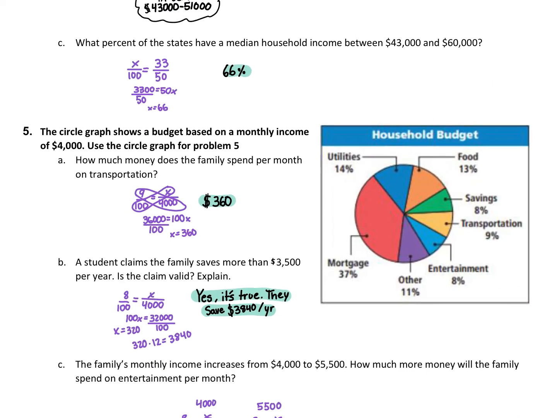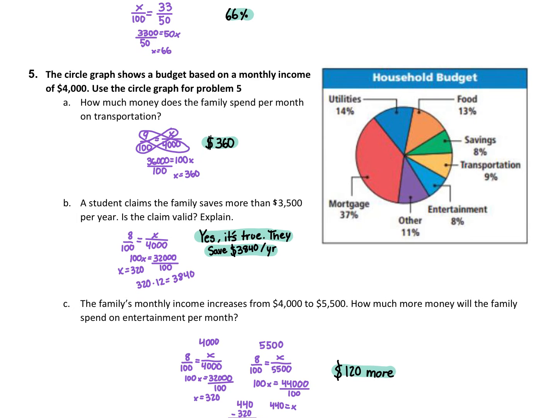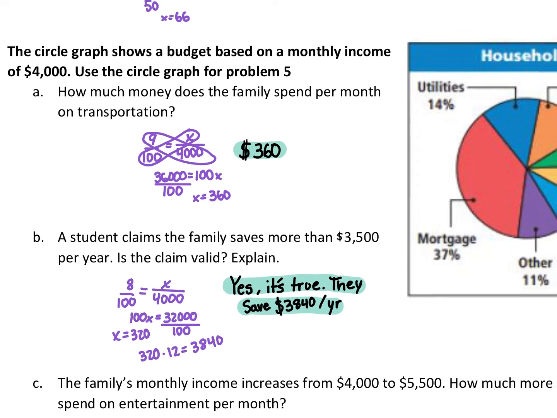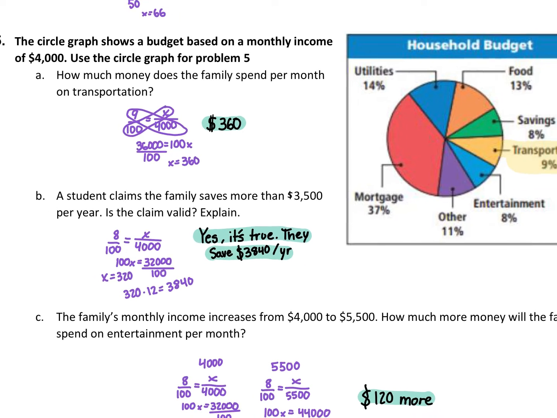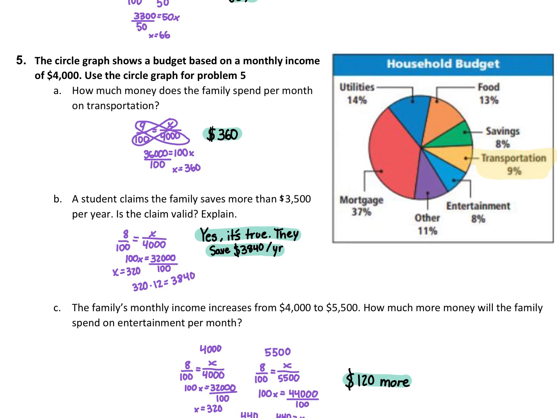Let's move on to our circle graph, number 5. The circle graph shows a budget based on a monthly income of $4,000. That's important. So all of these add up to 100% out of $4,000. So letter A, how much money does a family spend per month on transportation? So I find transportation, and transportation is 9%. So 9% of $4,000. You could use the proportion method, 9 out of 100 equals what out of 4,000, or you could have just done 0.09 times 4,000. Either way, you should have found out they spent $360 on transportation.